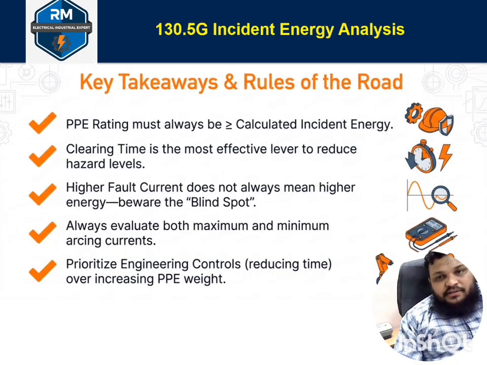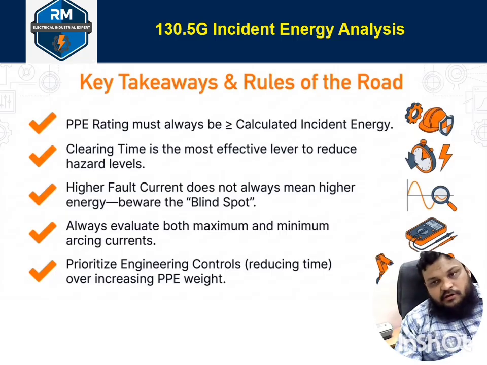So what are the key takeaways from this session? The first is that PPE rating must always be greater than the calculated incident energy. The second is that clearing time is the most effective lever to reduce hazard levels, as we have already discussed. Higher fault current does not always mean higher energy. Be aware of the blind spot: sometimes higher fault current comes with higher energy, but sometimes it does not. So always focus on arc duration, arc clearing times, or the fault clearing times of the relay.